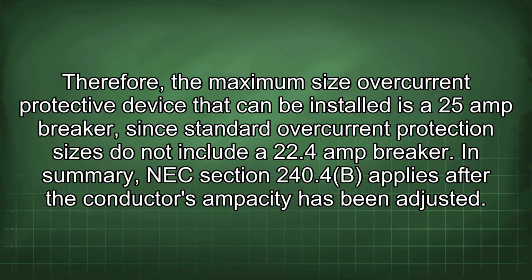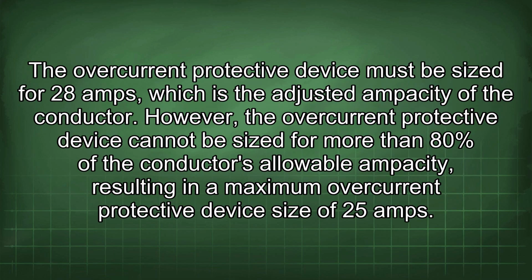In summary, NEC Section 240.4(B) applies after the conductor's ampacity has been adjusted. The overcurrent protective device must be sized for 28 amps, which is the adjusted ampacity of the conductor. However, the overcurrent protective device cannot be sized for more than 80% of the conductor's allowable ampacity, resulting in a maximum overcurrent protective device size of 25 amps.